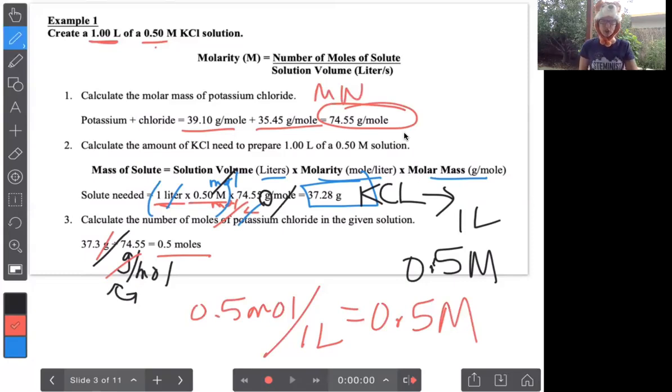Molarity. Live it, learn it, love it. What else do we have here for you people?